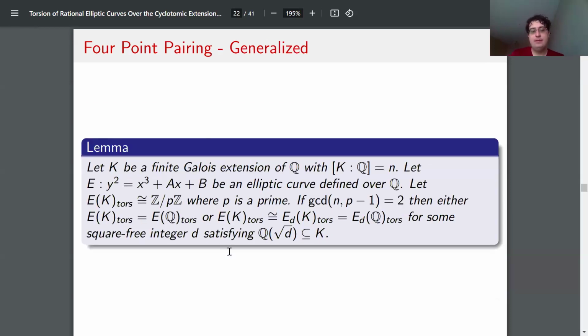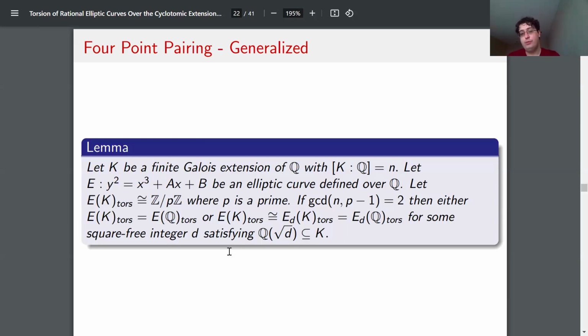Otherwise, another lemma I proved is, okay, take a Galois extension K of degree n. Let's say the E(K) torsion is isomorphic to Z/p for some prime p, and also assume the GCD of n and p minus 1 is at most 2. So if the GCD is 1, it's very easy. All torsion are rational torsion, similar to the Najman and Gonzalez-Jimenez result.